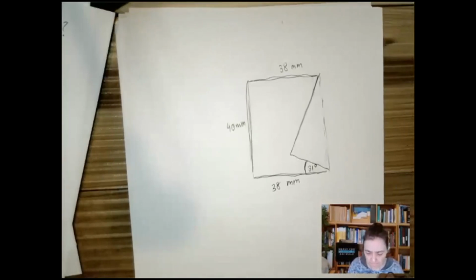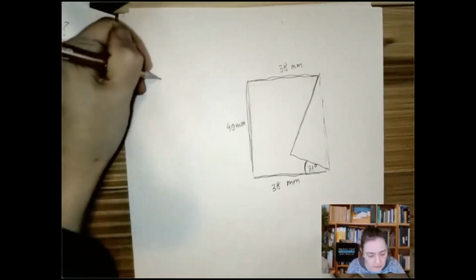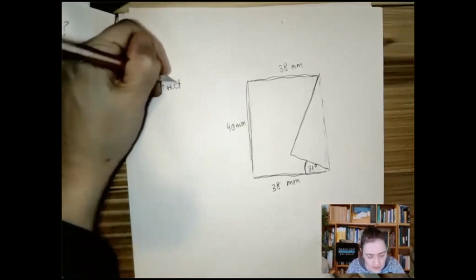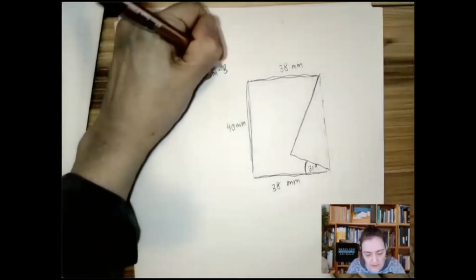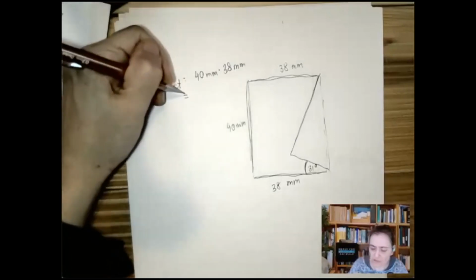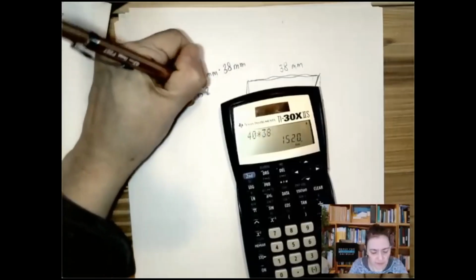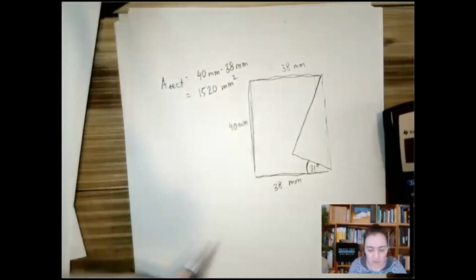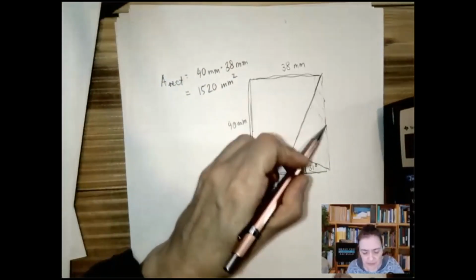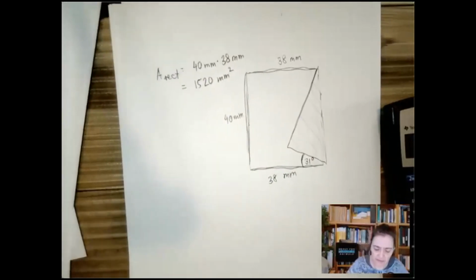So the area of the rectangle, that should be easy. That's 40 millimeters times 38 millimeters, which is 1520 millimeters squared. From that, we're going to have to subtract this area, and we have several options.